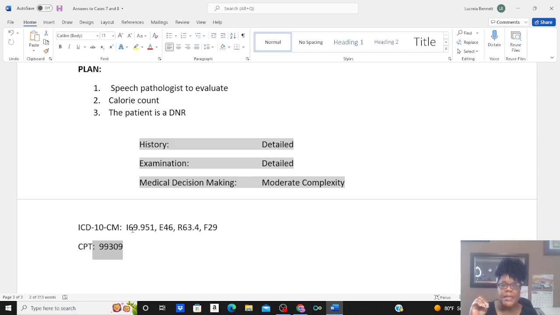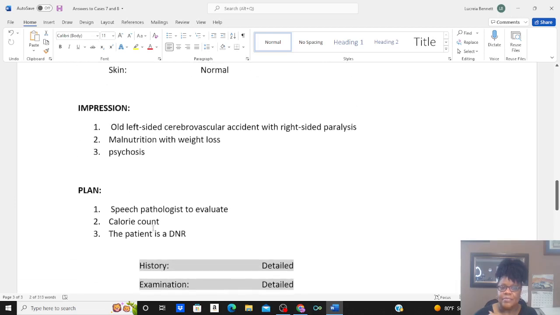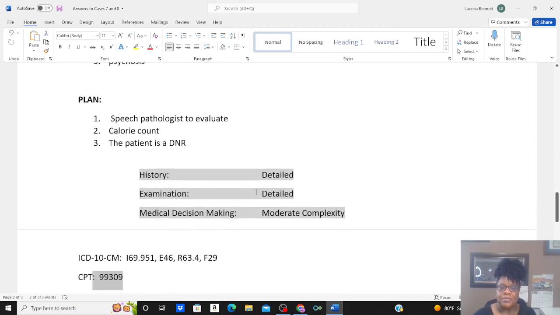CVA. Now, if they had said it was an infarct, I could go with the infarct code, but they just said an old cerebrovascular disease. So that's the I69.95, and one identifies with the paralysis or hemiplegia, in this case on the right side. Right-sided paralysis. So it's I69.951.